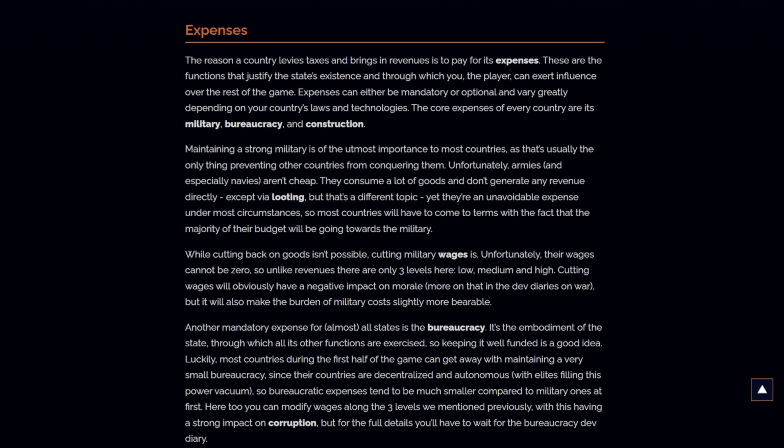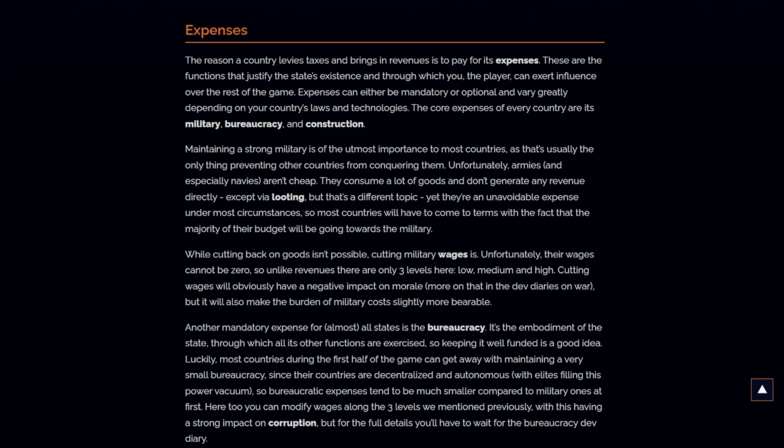They consume a lot of goods and don't generate any revenue directly, except for looting, but that's a different topic. So again, we'll get a dev diary on looting, I imagine, in the future. Yet they're an unavoidable expense under most circumstances, so most countries will have to come to terms with the fact that the majority of their budget will go towards the military. So yeah, I mean, most countries will need a military to protect themselves.